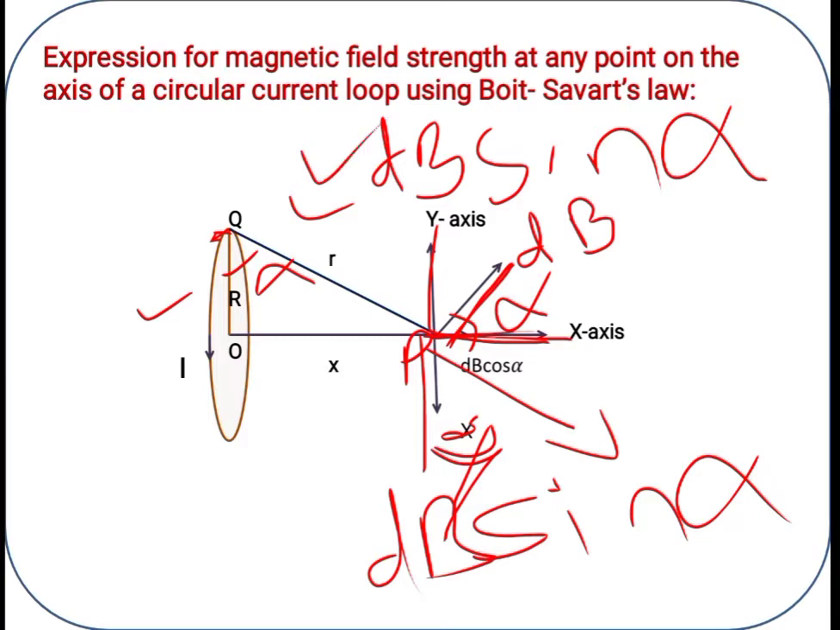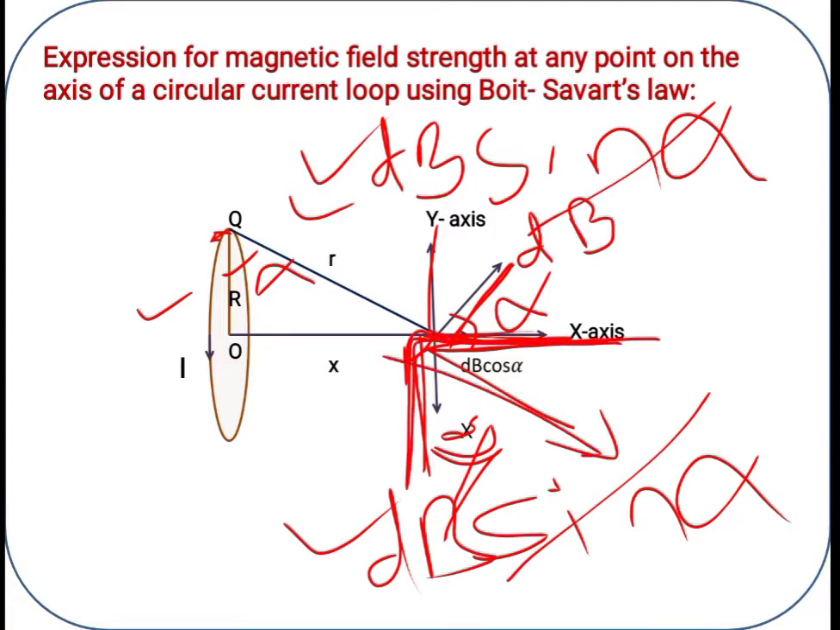dB sine alpha directions are opposite, so it cancels. We are not interested in this. Here dB cos alpha, and on this side it is also dB cos alpha along the x-axis. Similarly, if we consider this pattern, then here also it is dB cos alpha. So both are in the same direction, in this pattern as well as in this pattern.